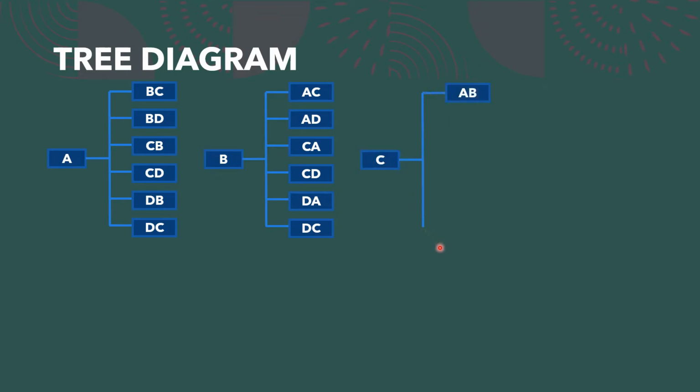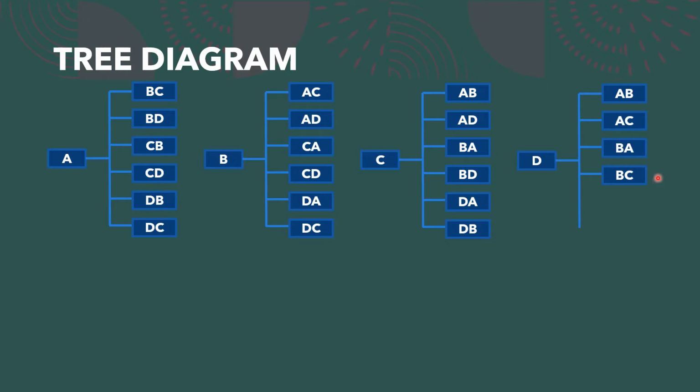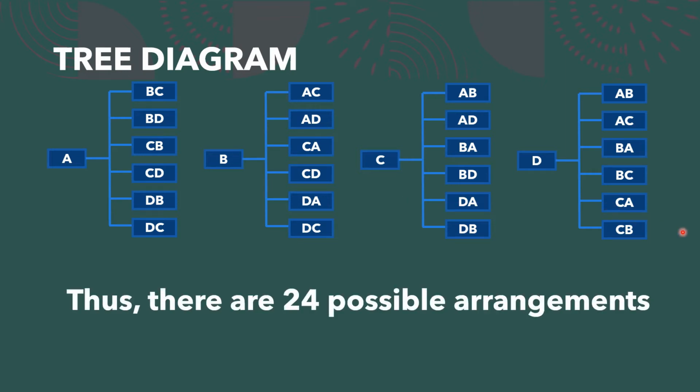Next, if C is the first, ganun pa rin, magkakaroon ka pa rin ng 6 arrangement. And kapag D is the first, magkakaroon ka pa rin ulit ng 6 arrangement. So, kung bibilangin mo, meron kang 1, 2, 3, 4 na tig-6 na arrangement. So, it means we have 24 possible arrangement. So, using tree diagram, makikita mo agad yung mga arrangement na pwede mong ma-create in a certain situation.